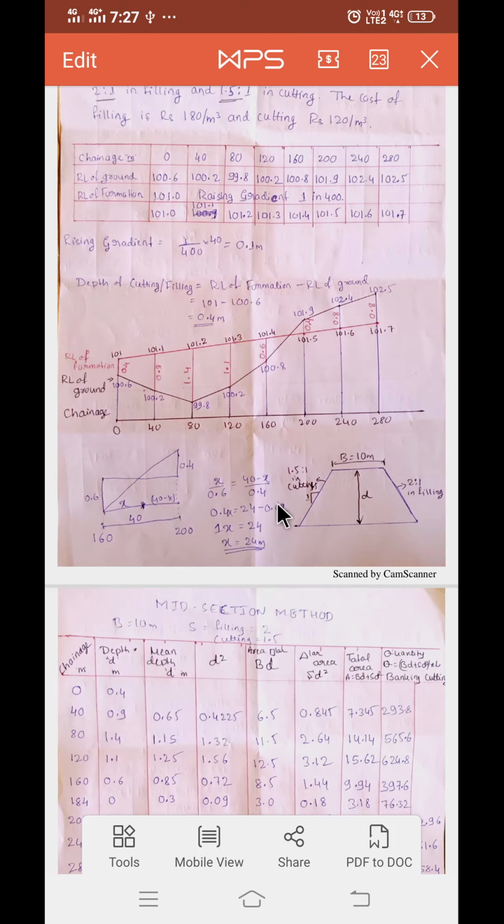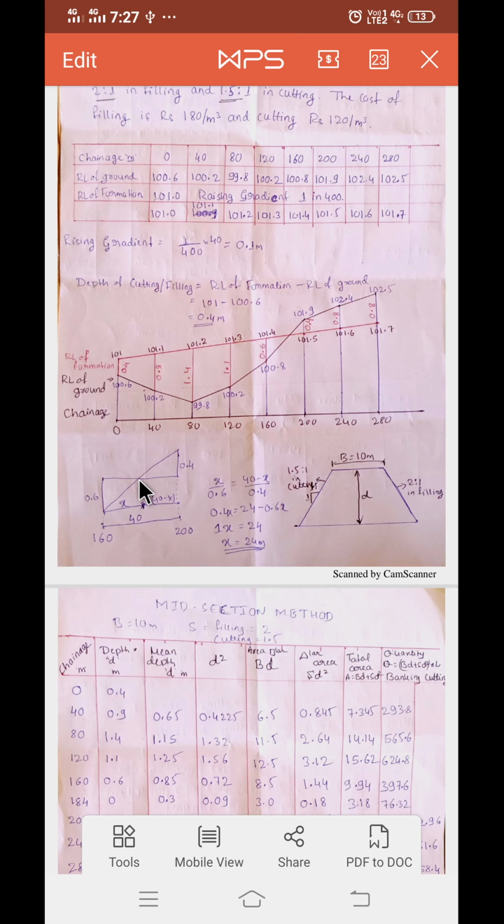Okay, so now rationalize it. x by 0.6 equals 40 minus x by 0.4. So cross multiplication: 0.4x equals 24 minus 0.6x. So x equals 24, which means at a distance of 24 meter it is zero depth. This point is at a distance of 24 meter.